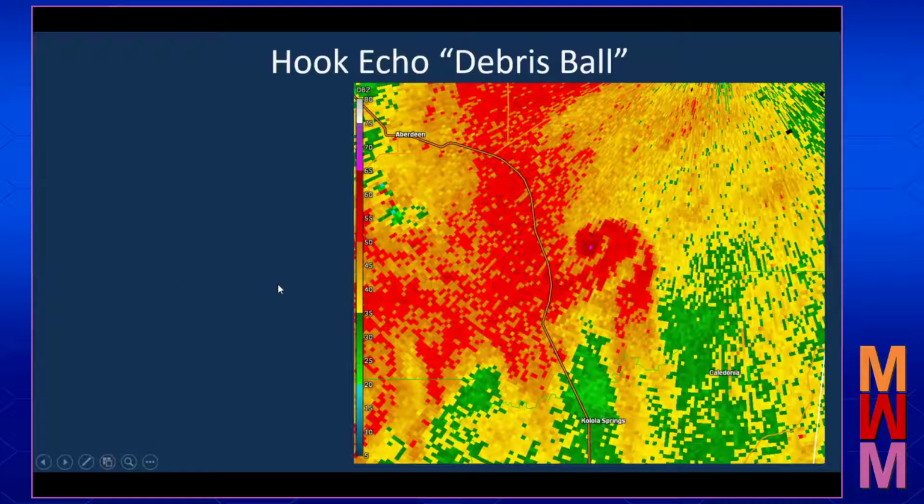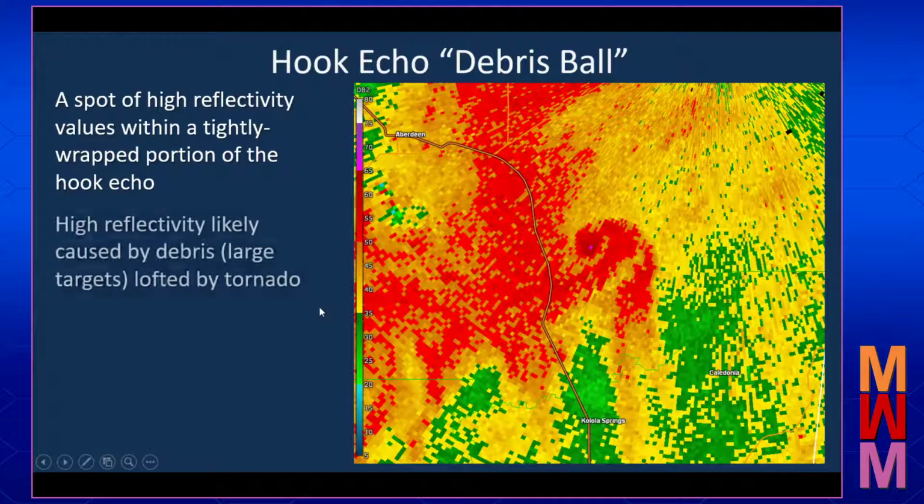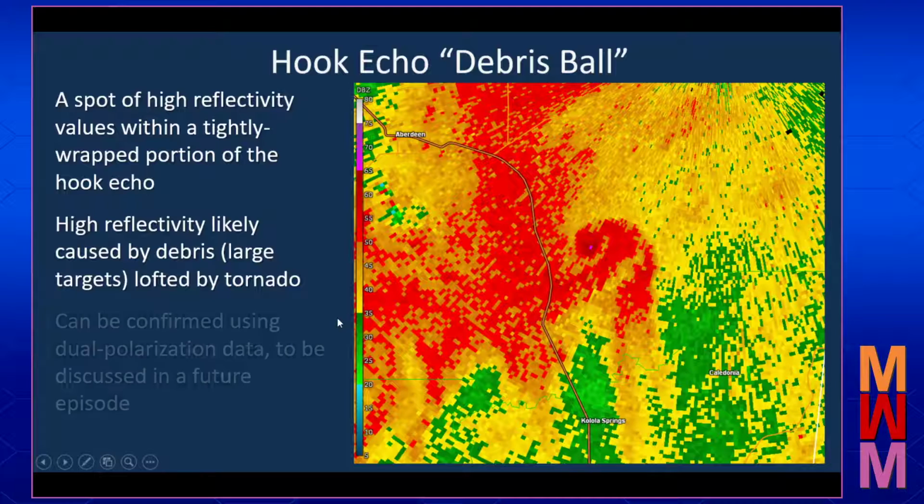One of these additional details that we may see is what's called a debris ball. You notice in the tightly wrapped up portion of this hook echo, a little spot of higher reflectivity in there. The dark reds and the bright pinks, higher reflectivity than we see in the rest of the hook echo. And that increased reflectivity is likely caused by debris, large targets for the radar to sample that have been picked up and lofted up into the air by a tornado.